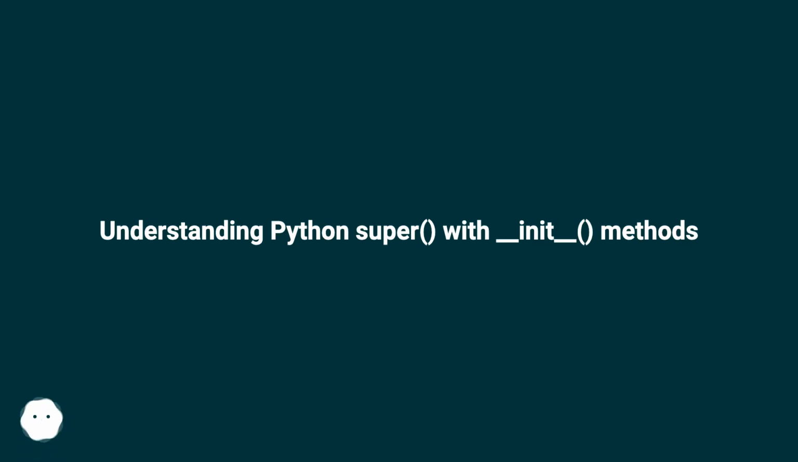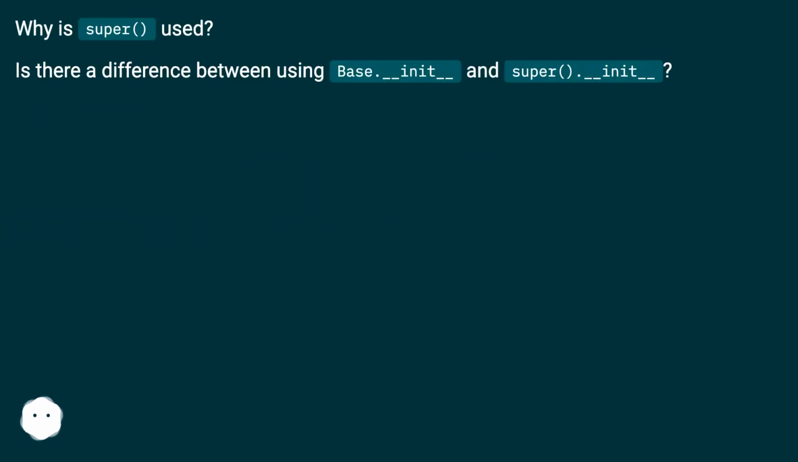Understanding Python super with __init__ methods. Why is super used? Is there a difference between using Base.__init__ and super().__init__?